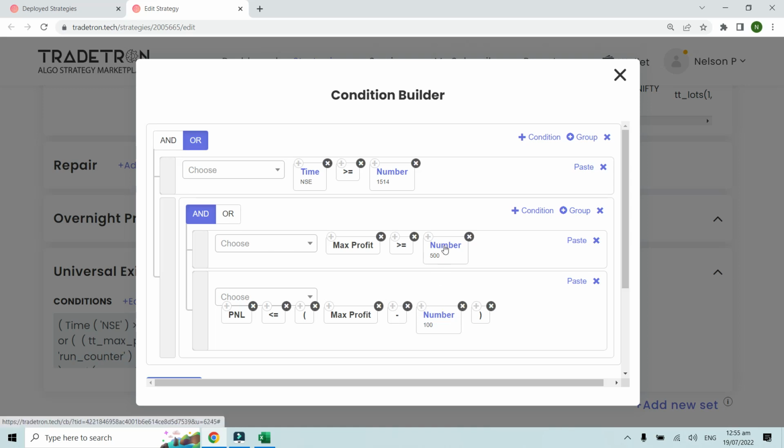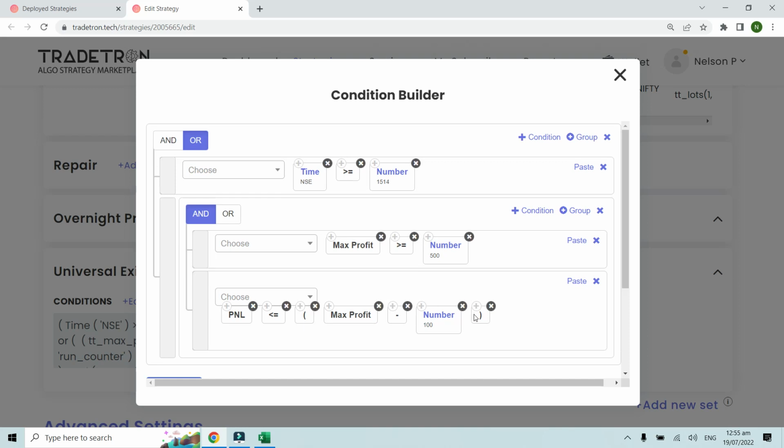So for example, if it has reached 500 and that is the max profit, from there if it comes down to 400, that is 100 points lower than the max profit, then it will exit. If the max profit has reached 1000 rupees, then from there if it comes down by 100 points, that is basically at 900, then it will exit the strategy at 900. So that is how this will trail the stop loss.